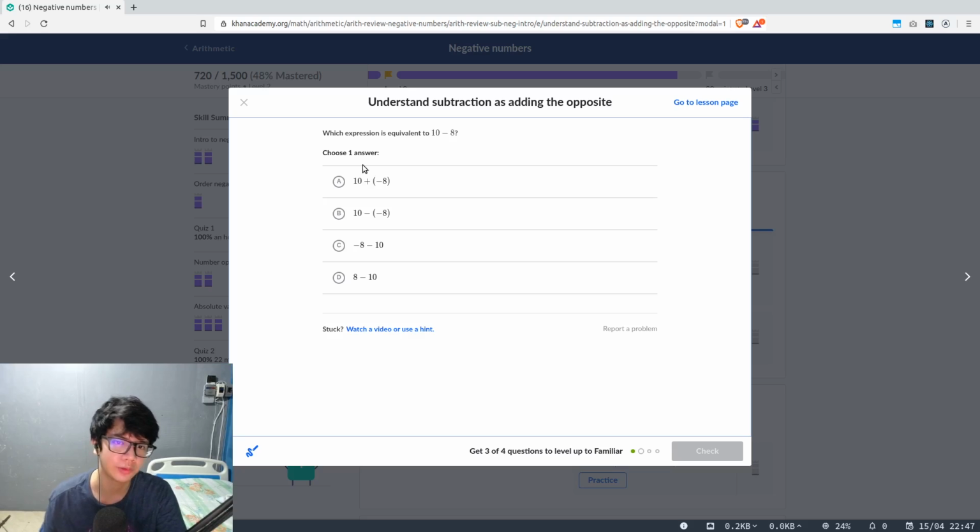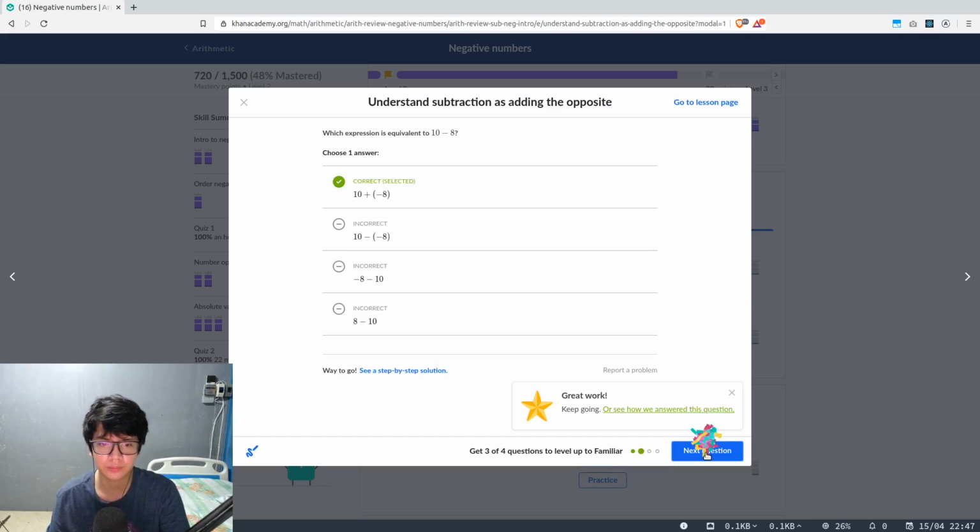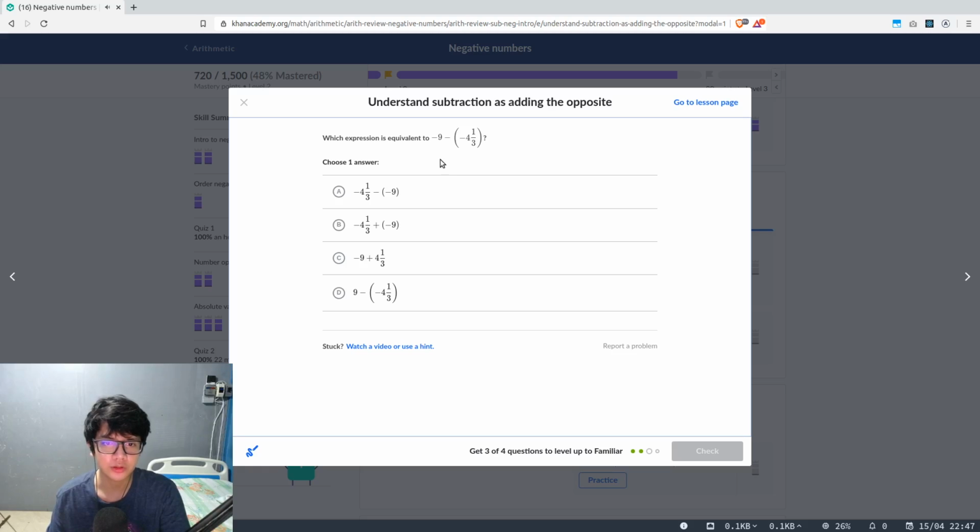Which expression is equivalent to 10 minus 8? This one's 10 plus negative 8. Which expression is equal to negative 9 minus 4 and 1/3? So it's going to be negative 9 plus 4 and 1/3.